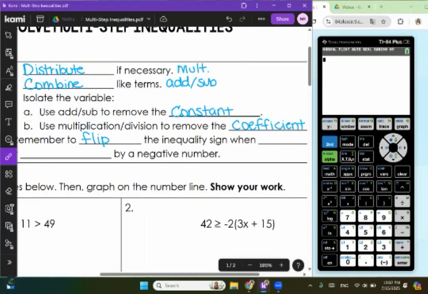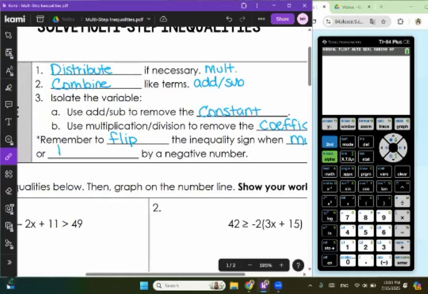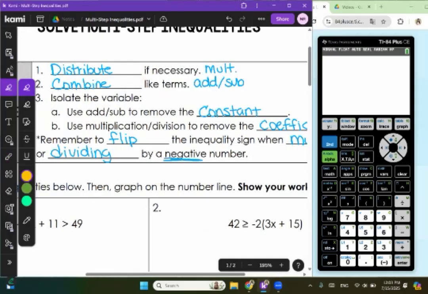You need to flip the inequality sign when you are multiplying or dividing, specifically by a negative number.